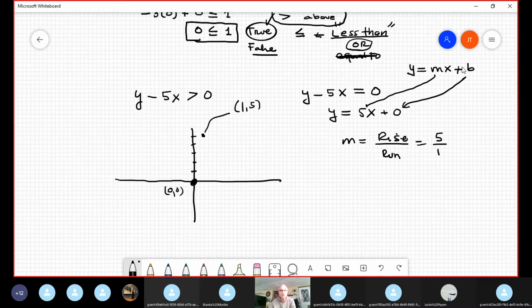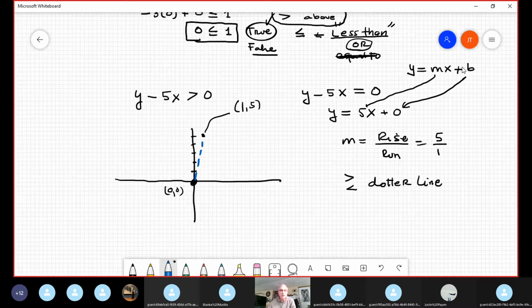We connect this point with the point 0, 0 by a straight line, but what kind of line? Solid or dotted? Since there is no equal sign, it is a dotted line. Dotted line. Let me show you. Like that.